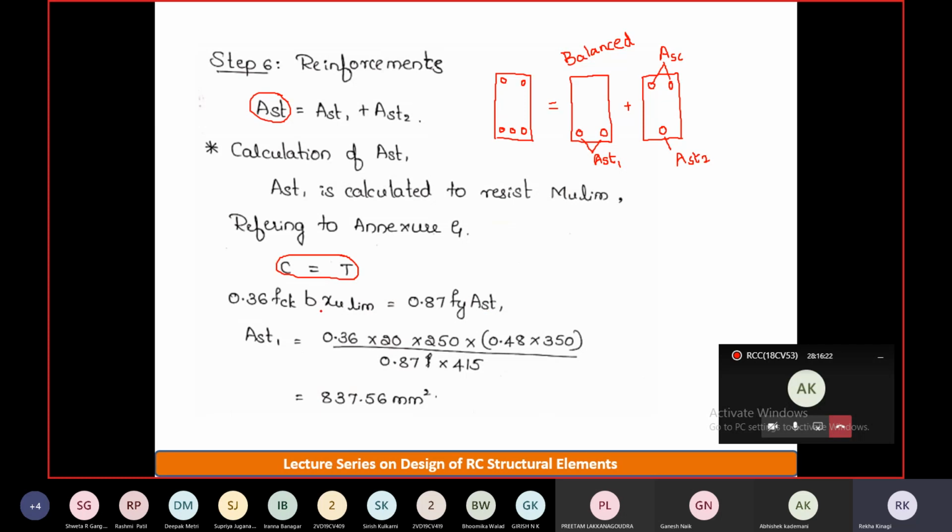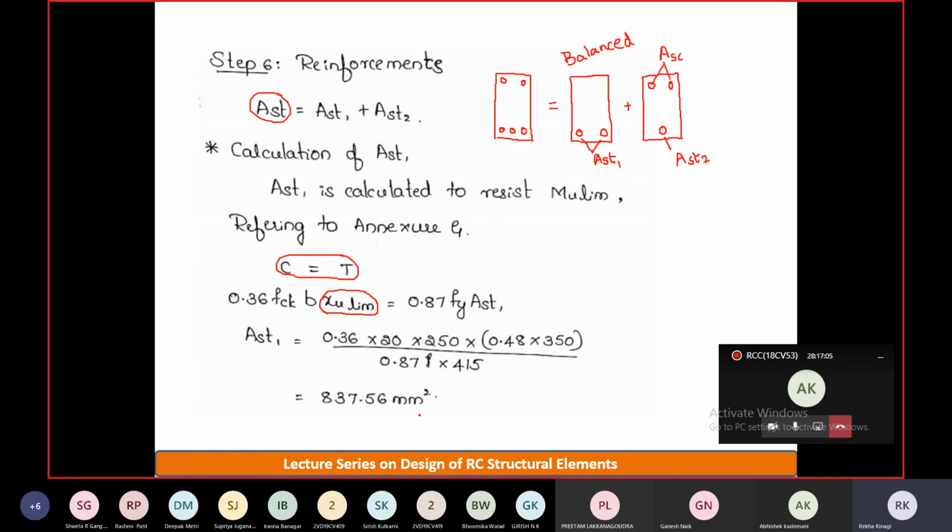So AST1 is equal to 0.36 FCK B into XU limit divided by 0.87 Fy. And already we have derived in the first module the value of XU limit for different grades of steel. So for Fe415 grade steel, XU limit is 0.48 into D. That D value is effective depth, that is 350 mm. So AST1, after all these substitutions, we get the value of 837.56 mm square. So this is the value of AST1.